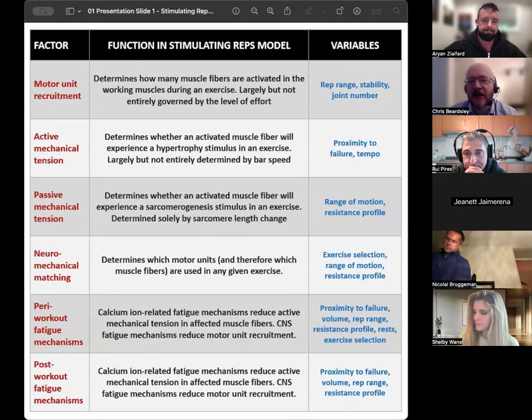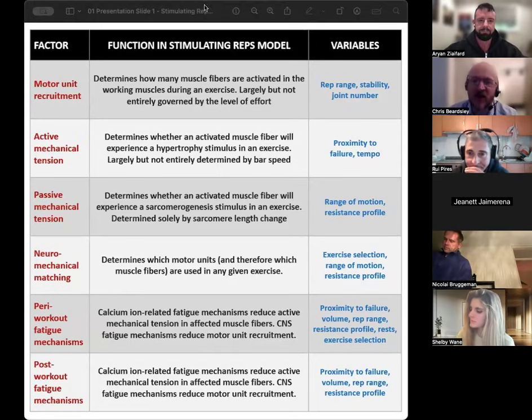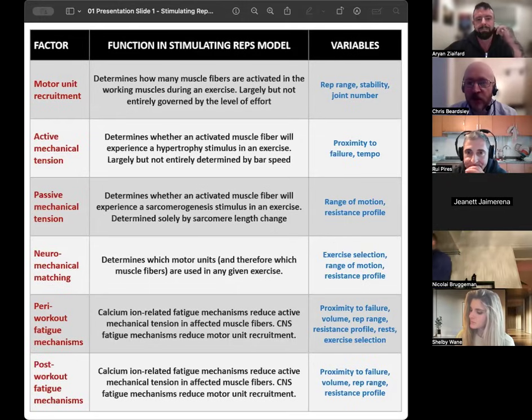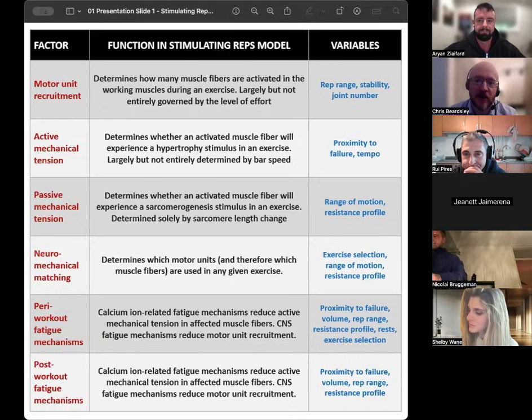So secondly, we've got active mechanical tension, which is the driving force of the actual hypertrophy process inside each fiber. We need to make sure that that is present, and that's largely determined by the speed of the fiber movement in the concentric phase, the shortening speed. That means we've got variables like proximity to failure and tempo, both of which will change the shortening speed. Of course, tempo is one of those things where it's robbing Peter to pay Paul, because if we do impose a tempo, we're probably not getting maximal recruitment. So we do have to be aware that that isn't really a way of maximizing hypertrophy.